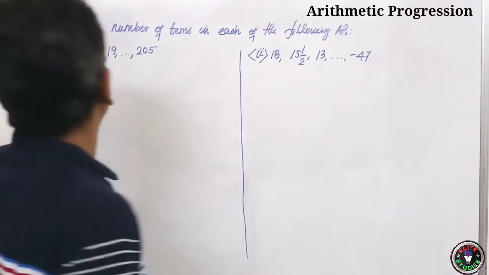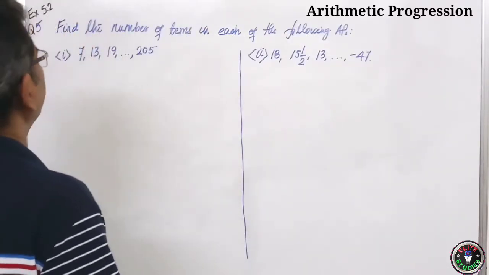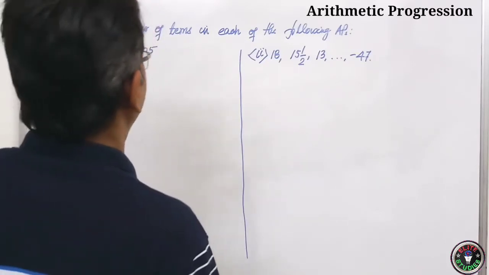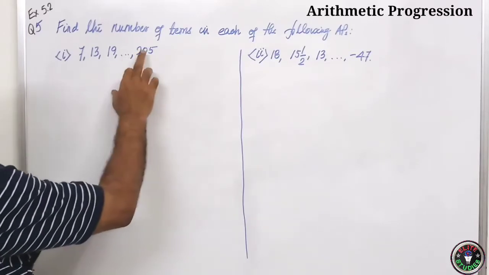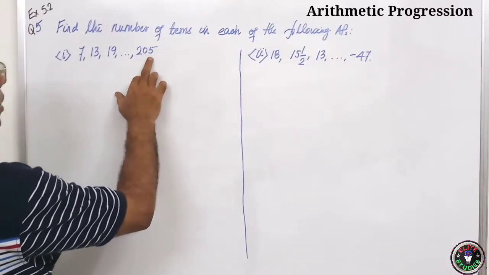Now let us do question number 5. Find the number of terms in each of the following APs. You have to find the number of terms. This is the first term, second term, third term, and this is the last term. So there are how many terms?